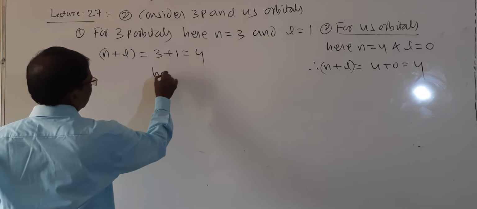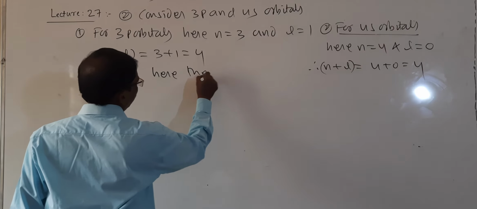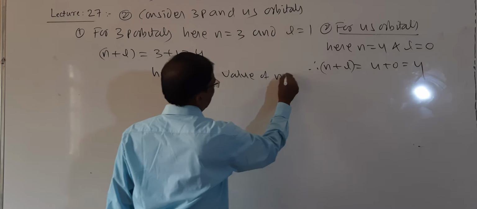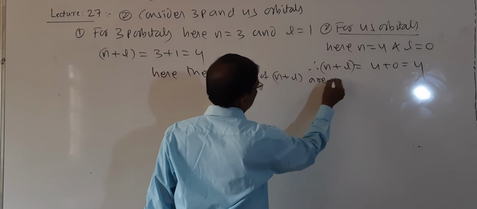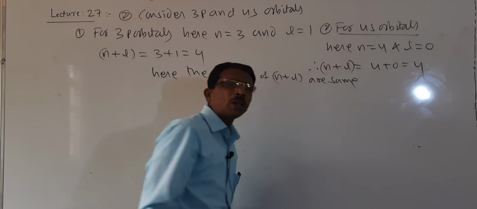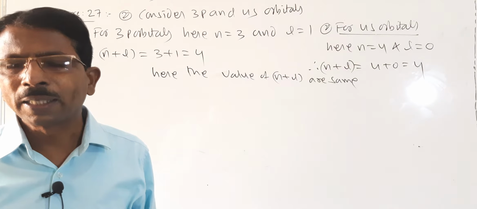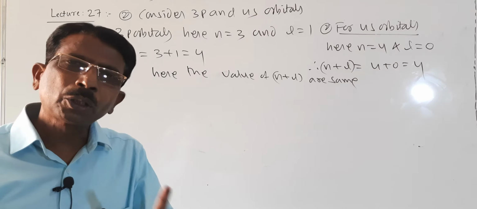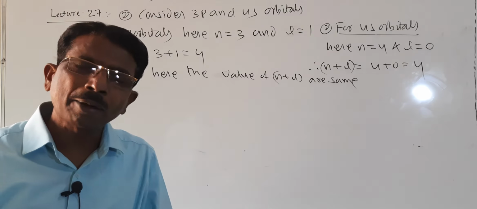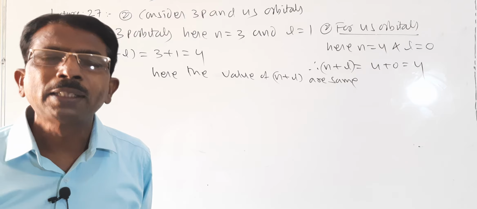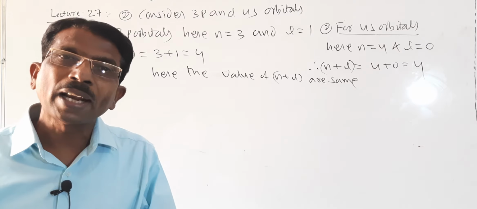What happens? Here, the values of n plus L are same. Then what to do now? I explained already this in n plus L rule. Among the two orbitals, if both the orbitals are having n plus L value same, in such cases we have to consider the value of n only.